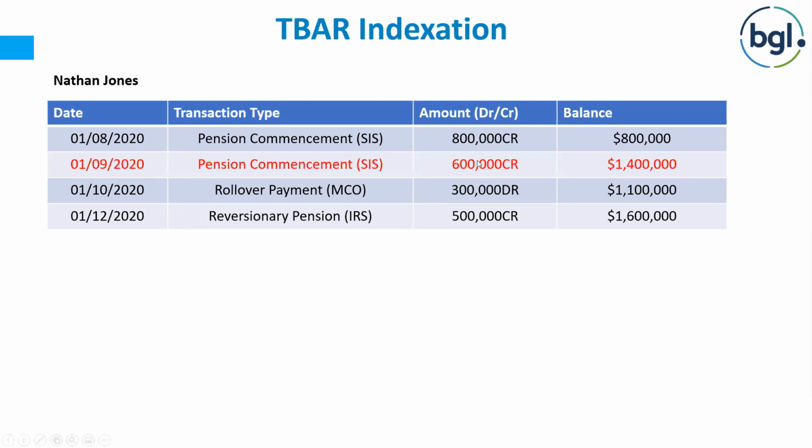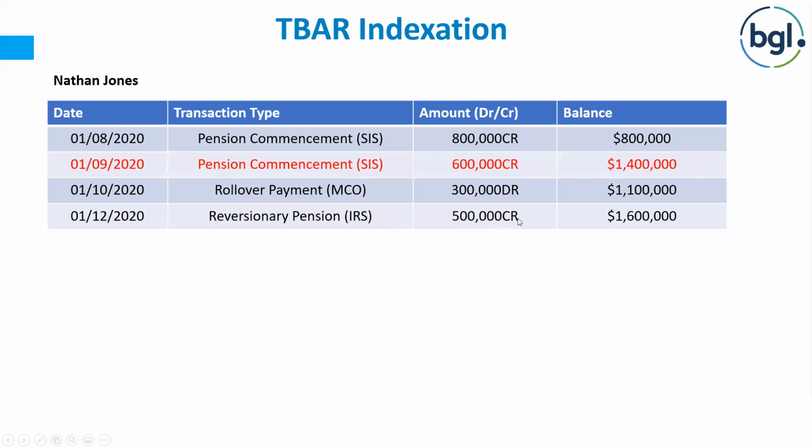Then on the 1st of October, he's done a commutation or lump sum payout for 300K. So hence the debit. And just on the right-hand column, you've got the running balance. And finally, on the 1st of December, he was the reversionary beneficiary of a death benefit payment of 500K as well.